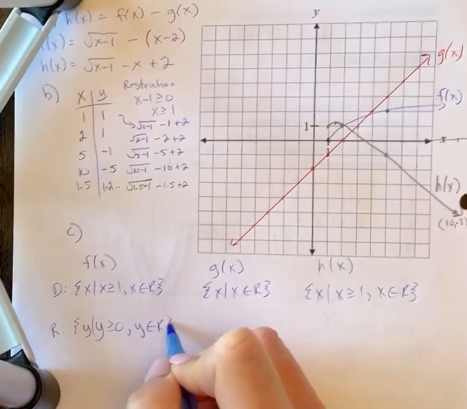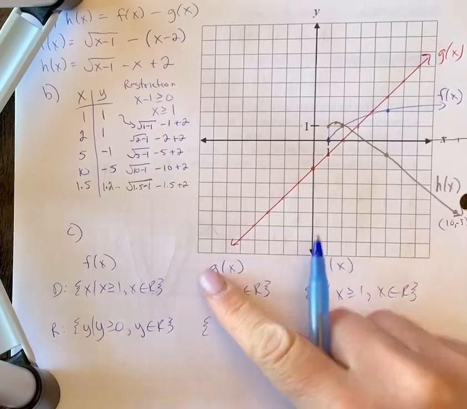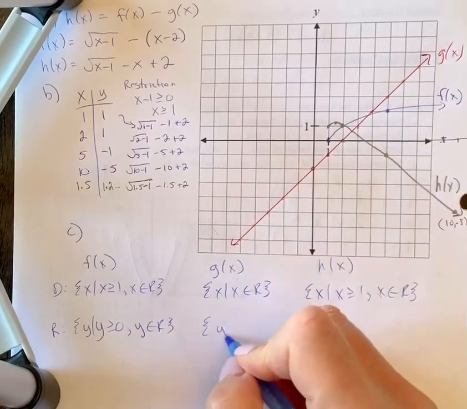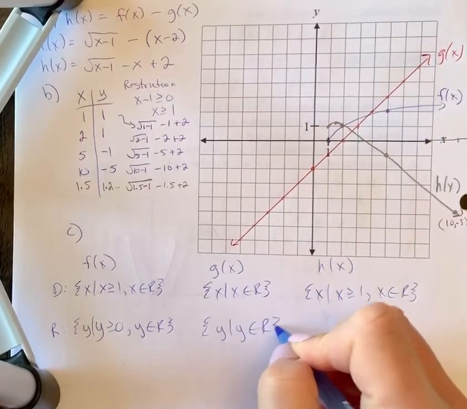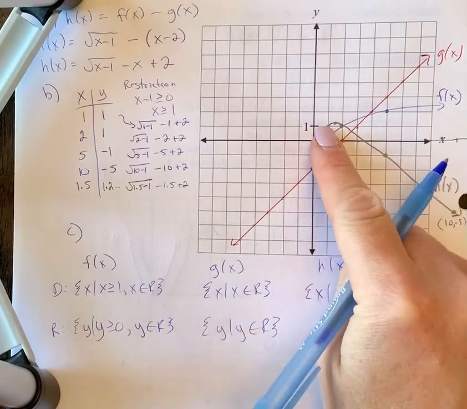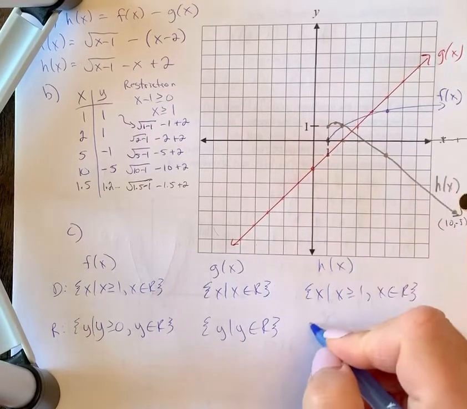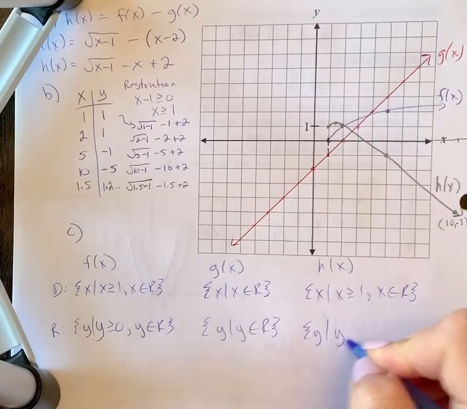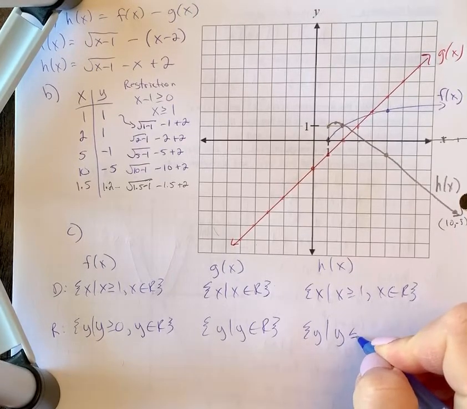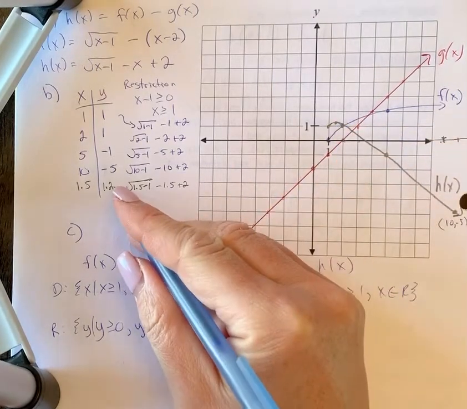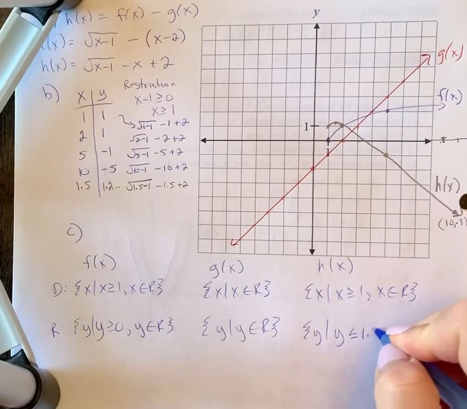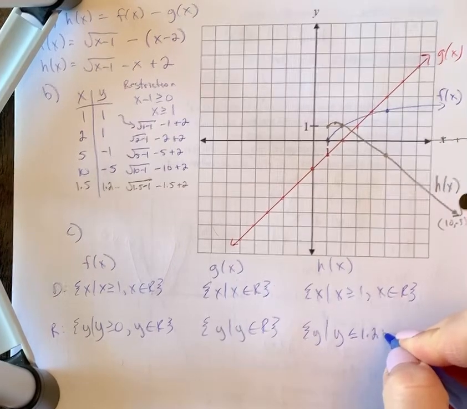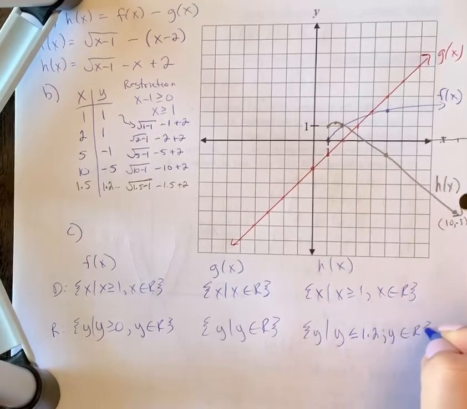And then we're going to look at g of x next. G of x is my linear graph. And now we're going to look at h of x again. So this is going to be y is going to be less than or equal to approximately 1.2 as we plotted that point, where y is the element of all real numbers.